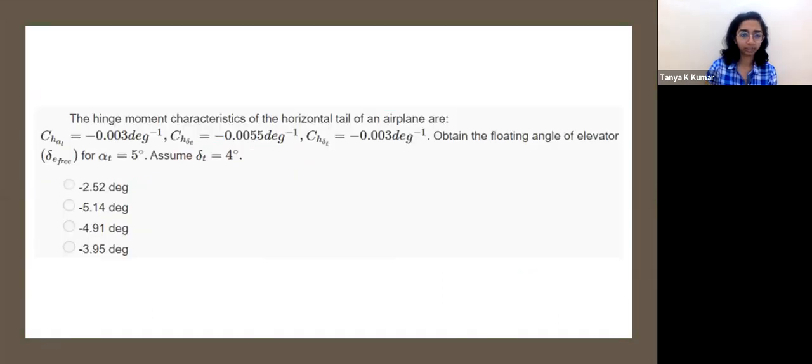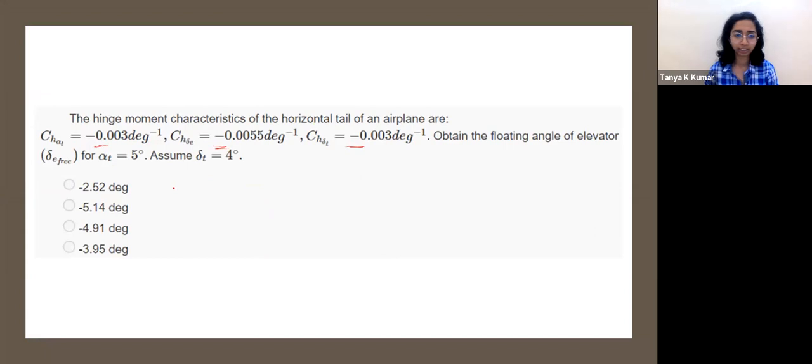Let's go to the next question. The hinge moment characteristics of the horizontal tail of an airplane are given as follows: CH alpha tail, CH delta E, CH delta T. Obtain the floating angle of elevator for alpha tail 5 degrees and assume the trim tab angle to be 4 degrees. We can see here that all of these derivatives are negative, just like we'd seen in the first slide. So it's a simple calculation.